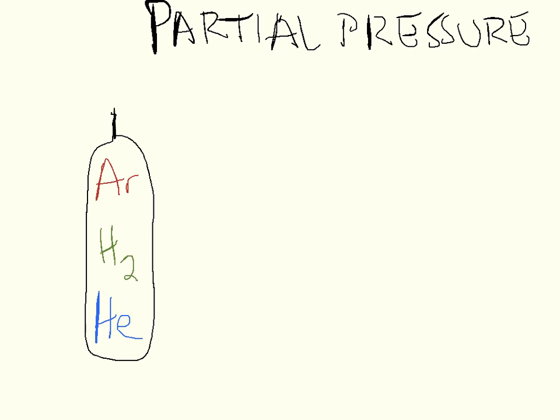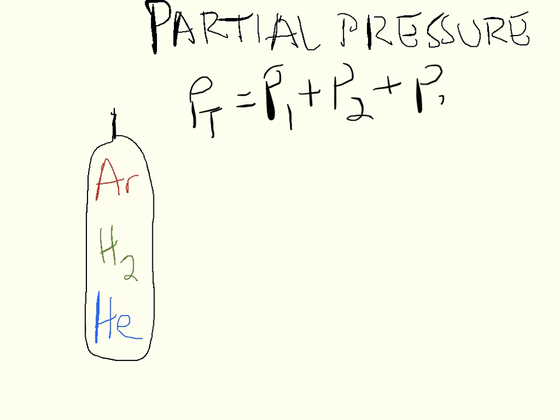So, how do we use the law of partial pressures? Well, the law of partial pressures tells us that the total pressure of a mixture of gases is equal to the sum of the partial pressures of the gases in that mixture. So, for example, the total pressure, P sub T, equals the partial pressure of gas 1 plus the partial pressure of gas 2 plus the partial pressure of gas 3, and on and on, depending on how many gases are in the mixture.